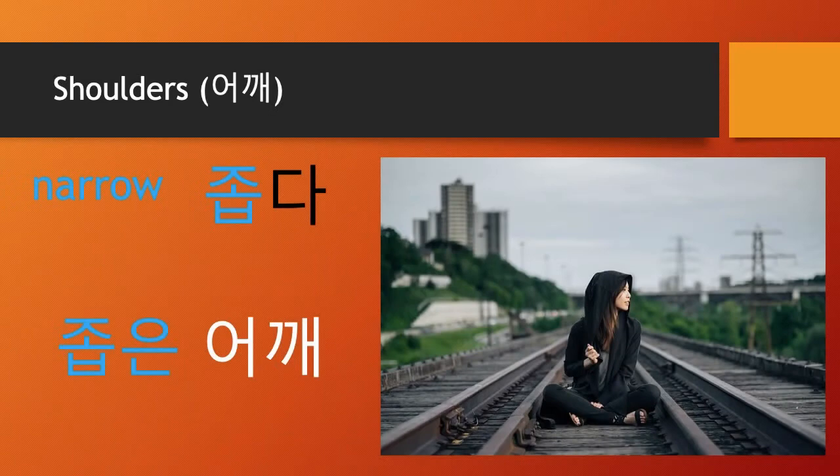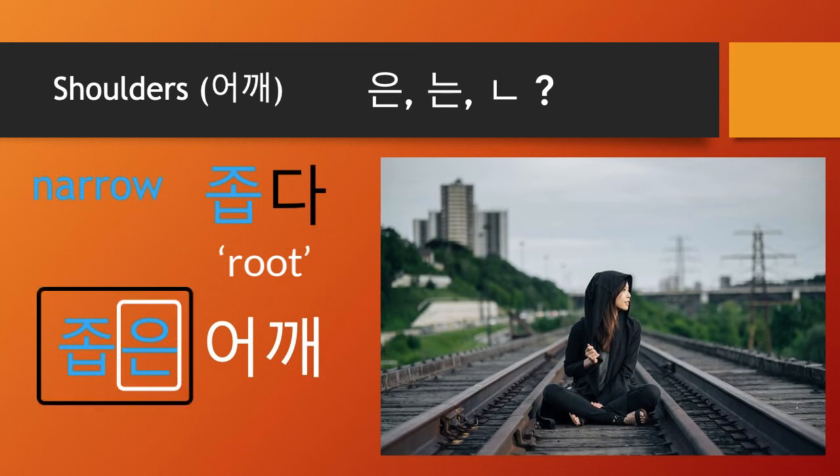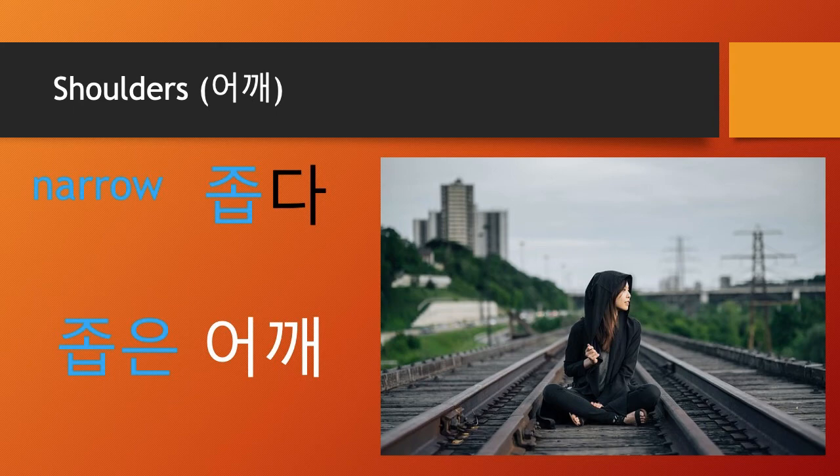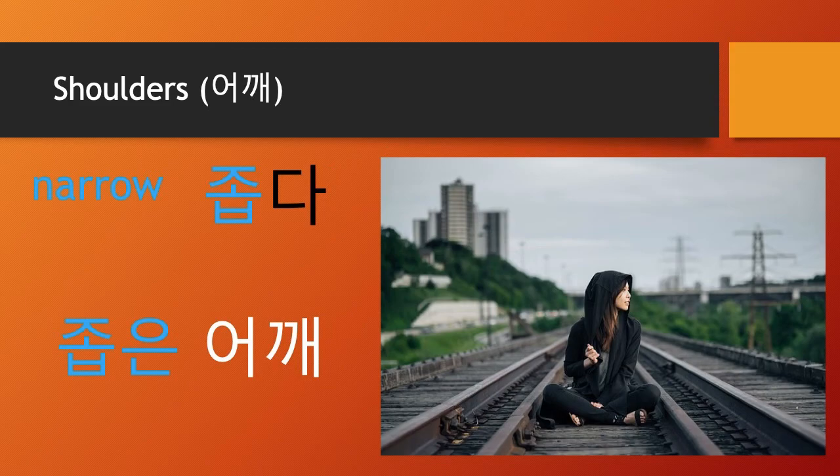The opposite word for English wide is narrow. Hangul for narrow is 좁다. Since 좁다 is a root word, we need to use either 는, 은, and 니은 to make it as a describing adjective. So 좁은 어깨, we use 은 for the 좁다. So 좁은 어깨 means narrow shoulders. The word 좁다 can mean two things in Hangul. One is narrow, another one is have no space or very little space. Typically used to describe a small room or small closed space.